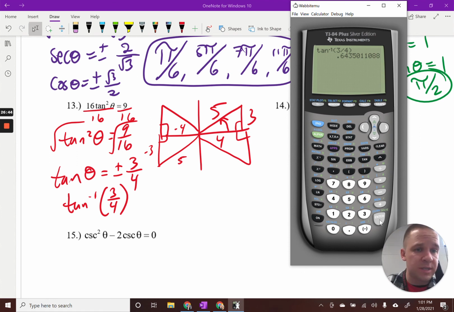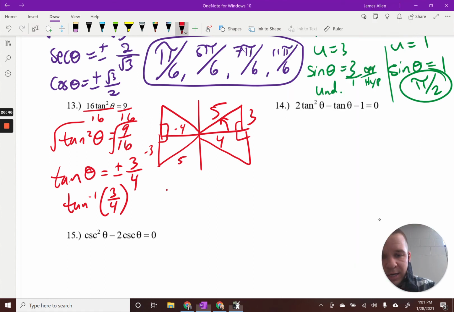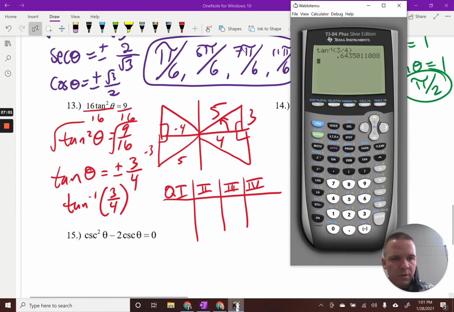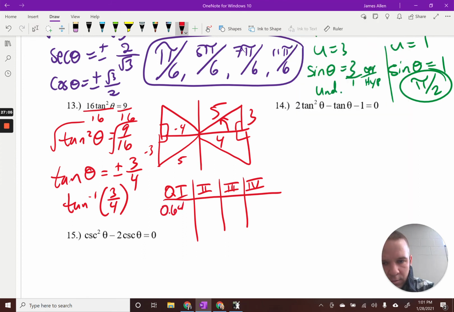So for quadrant 1, we have 0.6435. So I'm going to put that down here. And I know some people organize it like this: quadrant 1, and then 2, 3, and 4 for these. And we can jot them down accordingly. So I already forgot. First one here was 0.64, 2 decimal places.